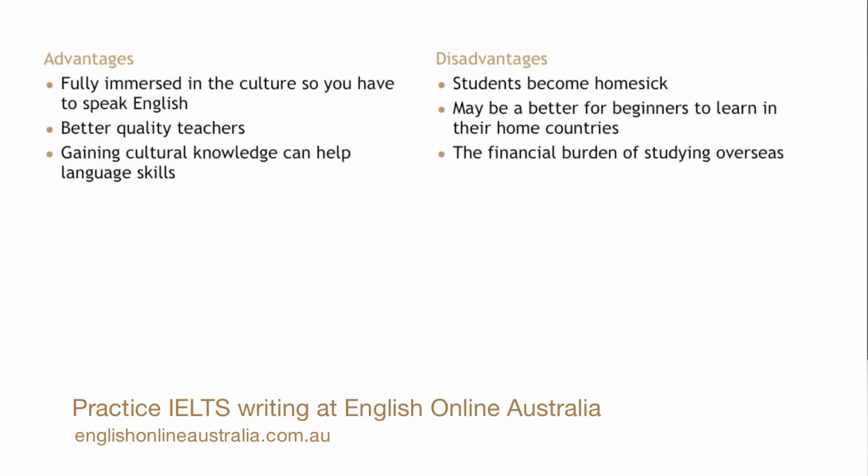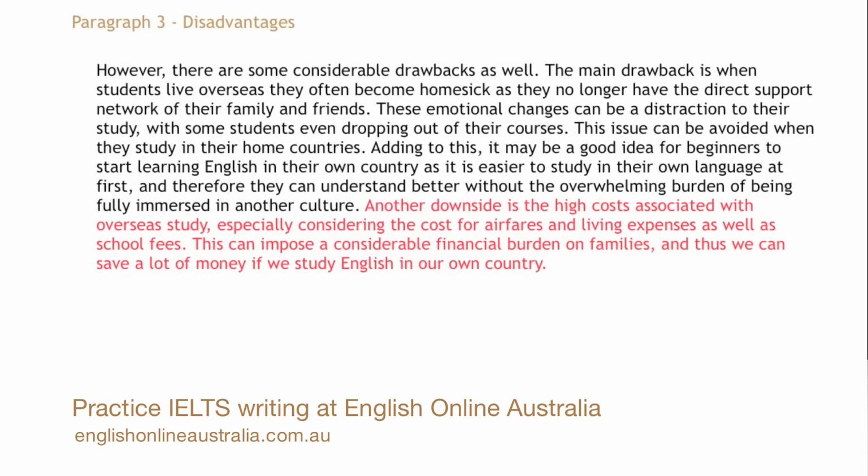Again, for the last one, the financial burden, so the cost of studying overseas. "Another downside is the high cost associated with overseas study." And so again, we've more fully developed this idea. And we've done that using a range of complex sentences. We've also, as you can see here, used a range of linking words and devices, again, different from paragraph 2, the advantages. So again, really good because we're using a wide range.